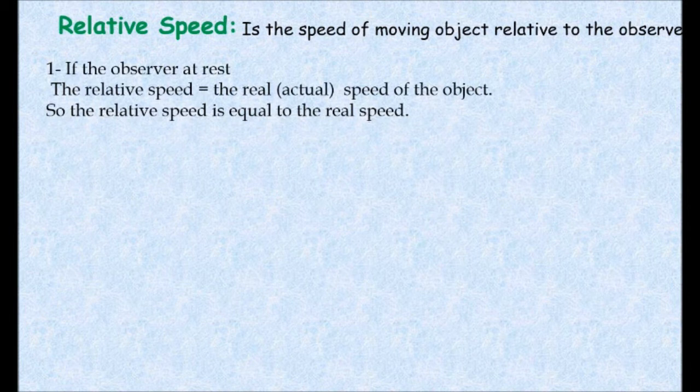We have 3 cases. The relative speed depends on the position of the observer. Firstly, if the observer is at rest, it means that the observer speed equals 0. He doesn't move. So in this case, the relative speed will equal the real or the actual speed of the object. Only in this case, the 2 speeds are equal.